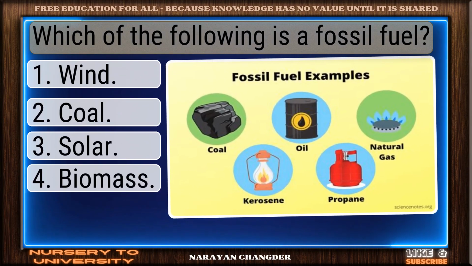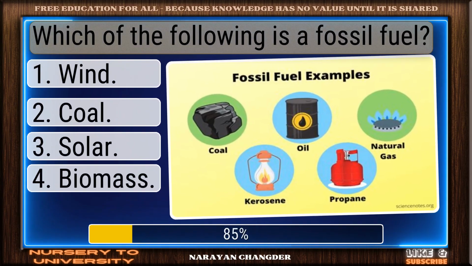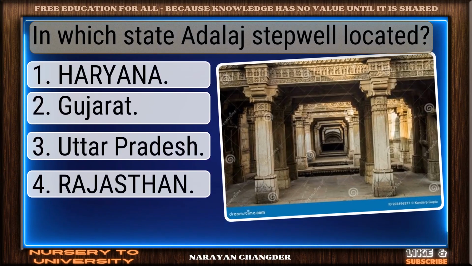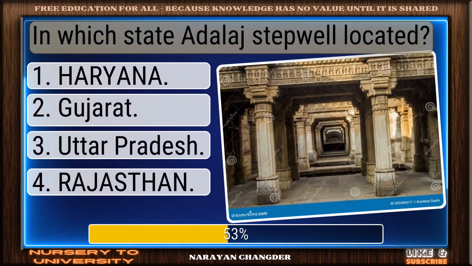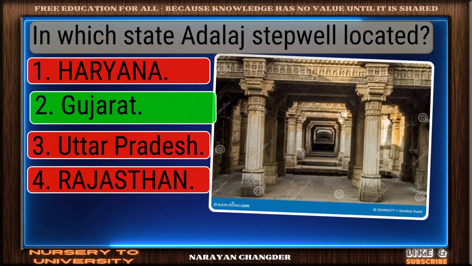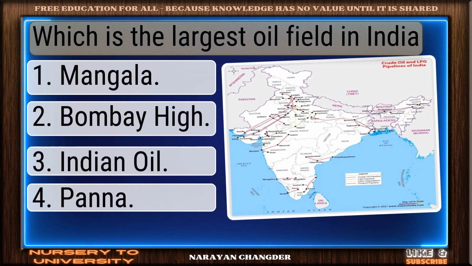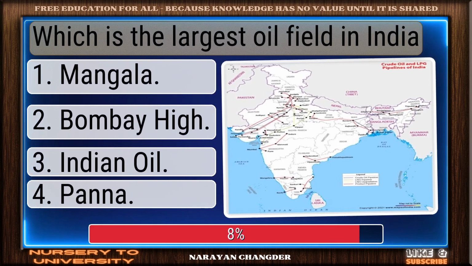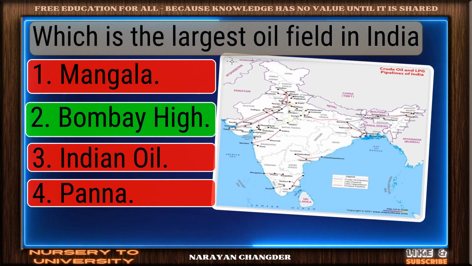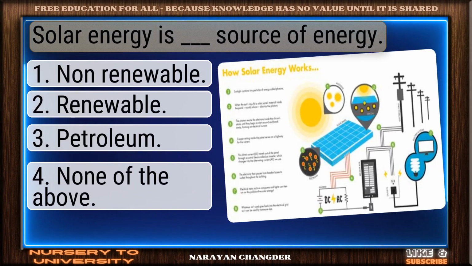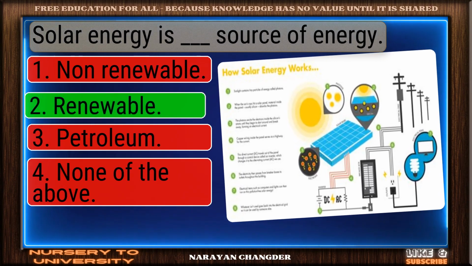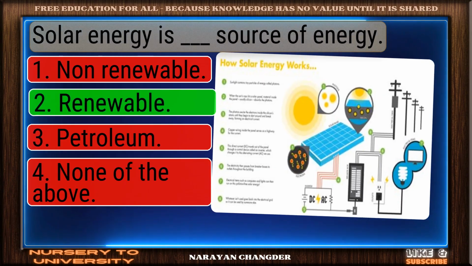Which of the following is a fossil fuel? Correct. Coal is the right answer. In which state is Adalaj stepwell located? Well picked. Gujarat is the correct answer. Which is the largest oil field in India? Sharp thinking. Bombay High is the right choice. Solar energy is dash source of energy. Nicely done. Renewable is a solid answer.